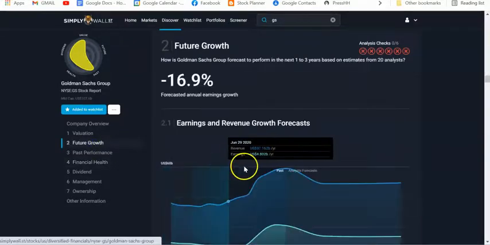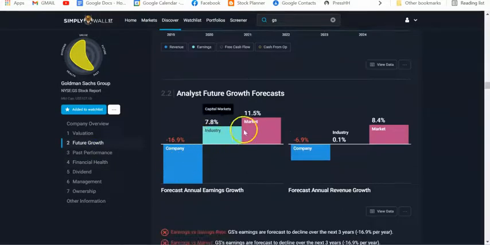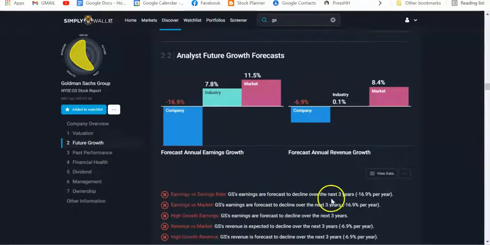Back to that future growth one more time. There's the company, industry, and market. This is not where you want to be. Earnings are forecast to decline over the next 3 years, 17% per year. It's not where you want to be.